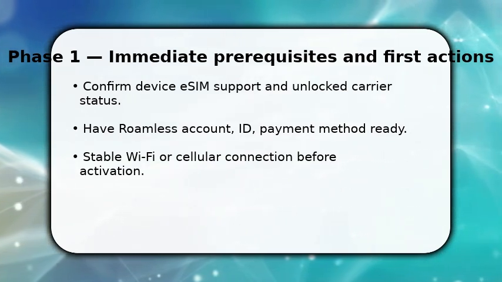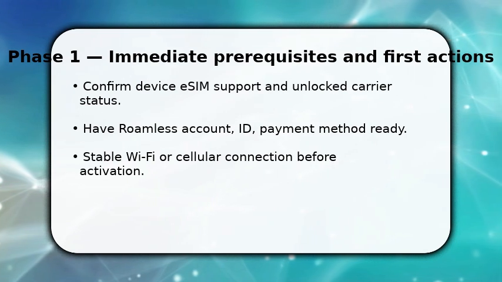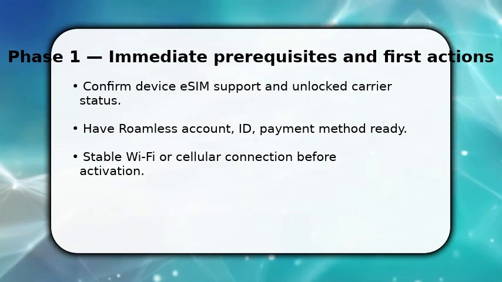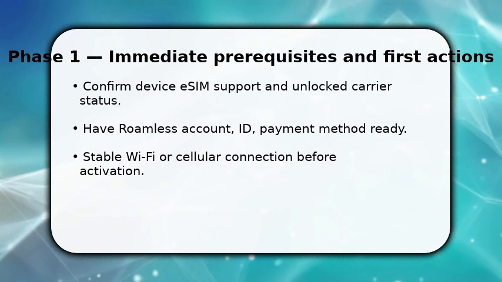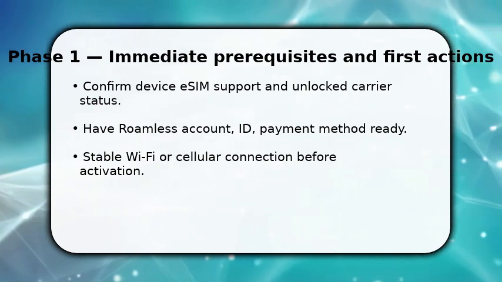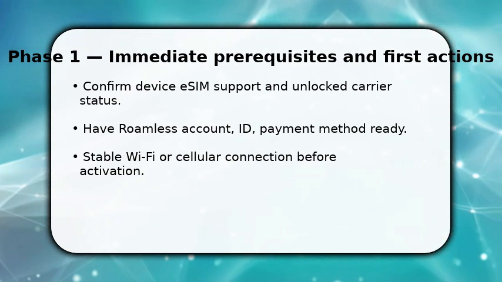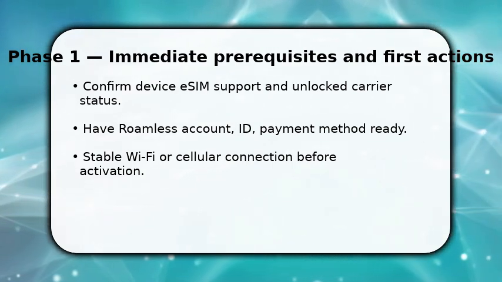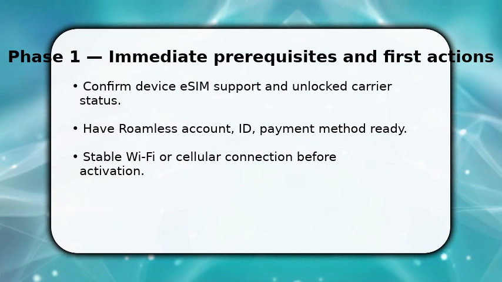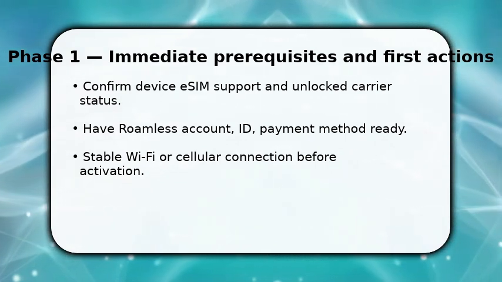Once done, open the Roamless app or activation email. Make sure to sign into your account and verify ID. Tap the Add eSIM or Scan QR, then choose the profile for your destination. You're starting the process now, so proceed directly to provisioning. Don't pause after scan. Complete the accept and install prompts to move forward.